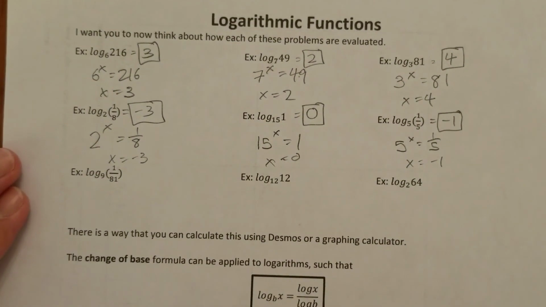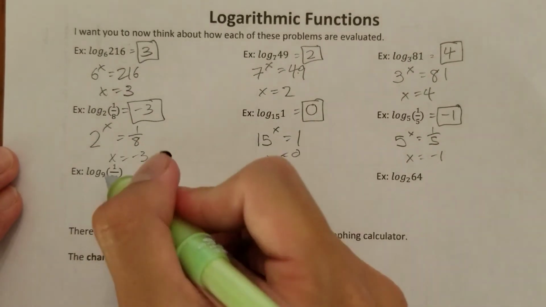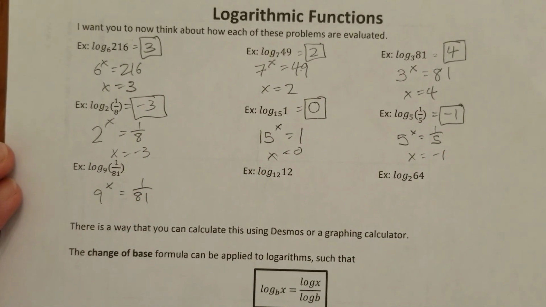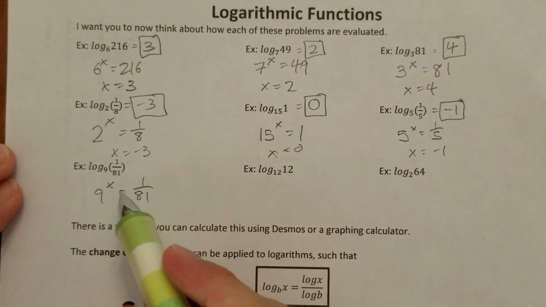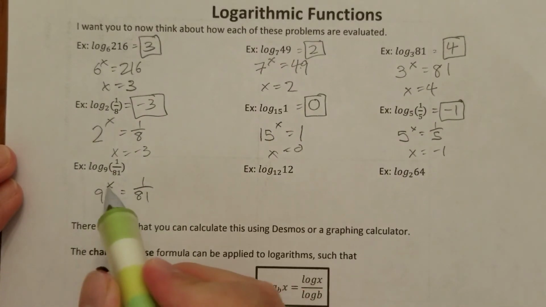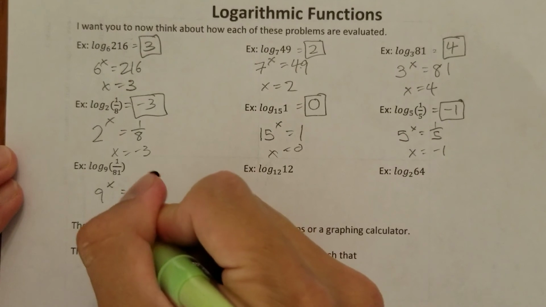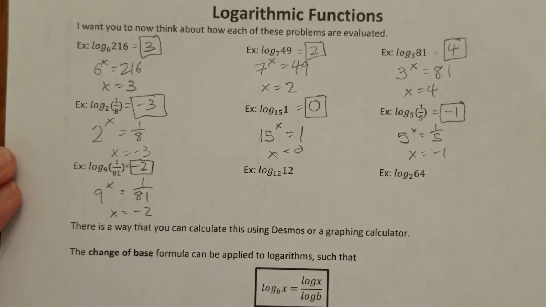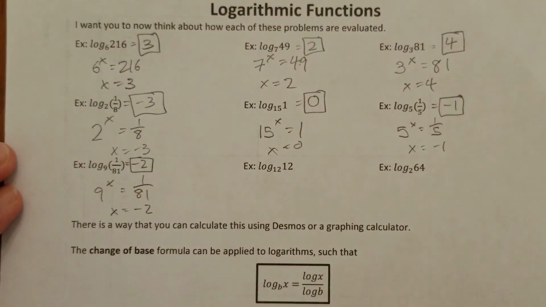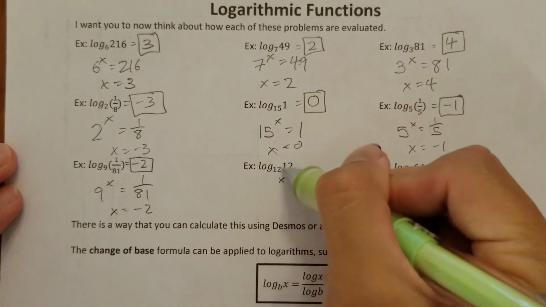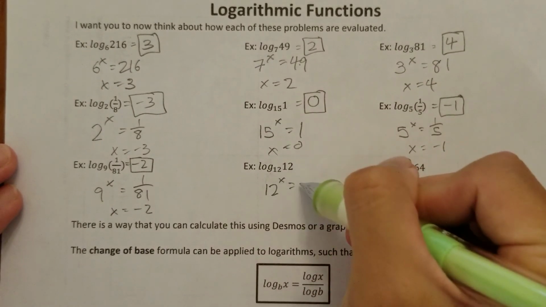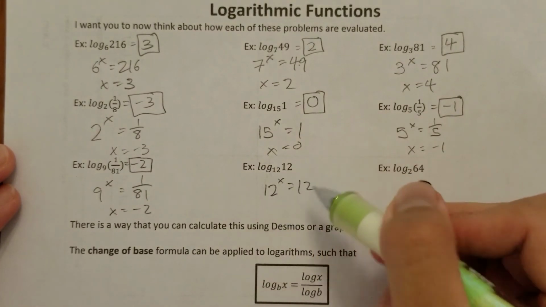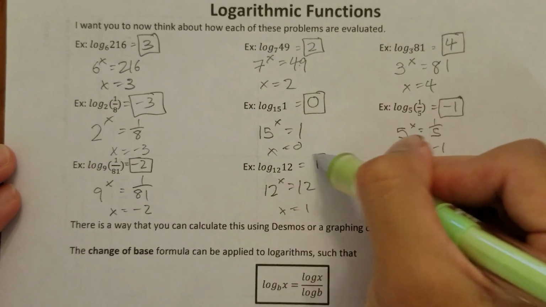Okay. For this one, what exponent are you raising the base of 9 by to get 1/81? Okay, so try to do it. 9 times 9 is 81. We need this in the denominator. Since in order to get the denominator, this has to be negative. X equals -2. So this is -2. Okay. Log base 12 of 12. What exponent are you raising the base of 12 by to get 12? Okay, so if you try to think about it, well, 12 to the first power is going to be 12. X is 1. So this is 1.